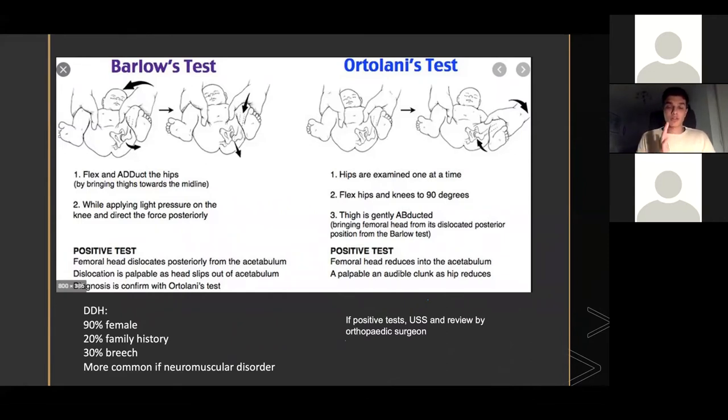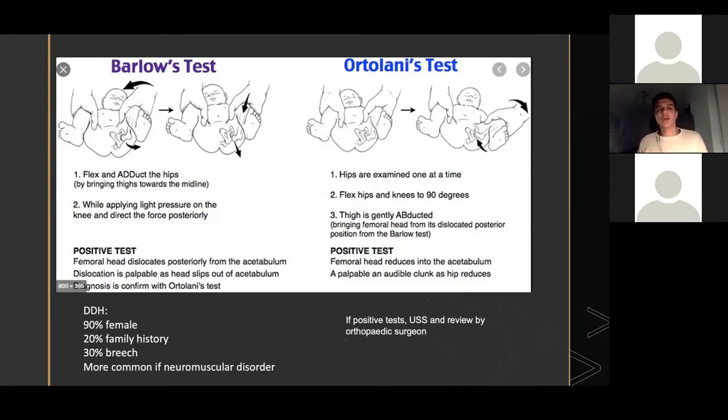Yeah, so I should specify this. Barlow's test is the one you do. If it feels rock solid, then for the sake of appearances, you just do an Ortolani's just to make sure you haven't accidentally dislocated it and forgotten or not heard it properly, okay? But 99.999% of the time, if you do a Barlow's and dislocate, you'll know about it, all right? So Barlow's first, Ortolani's just to confirm and put the hip back.